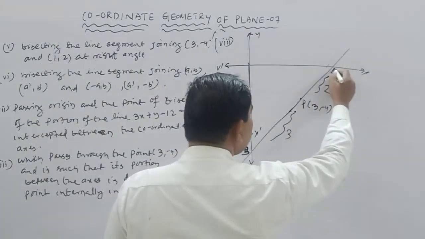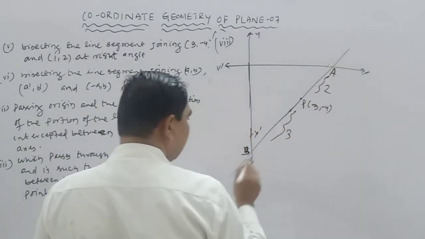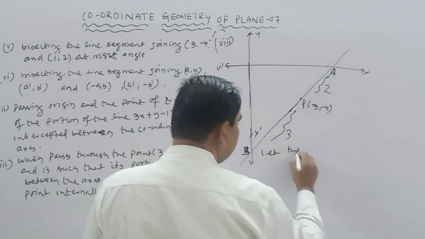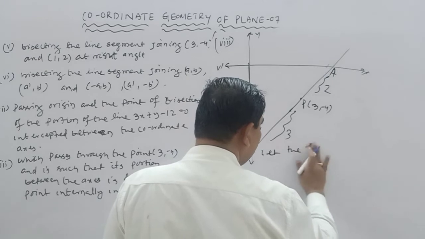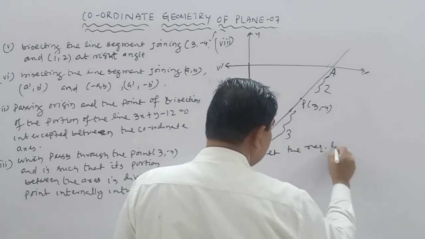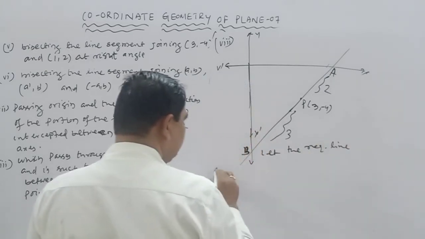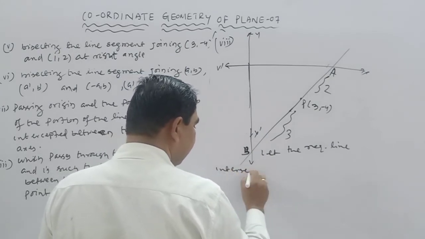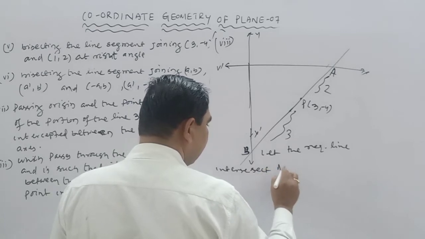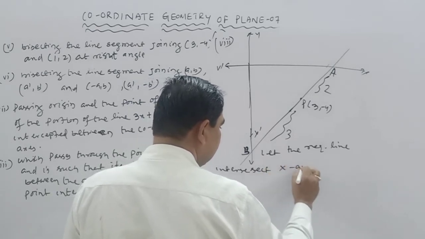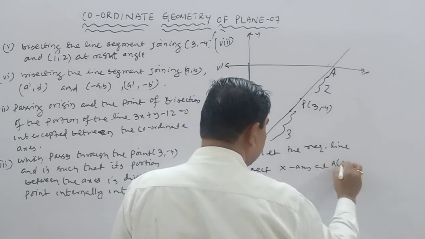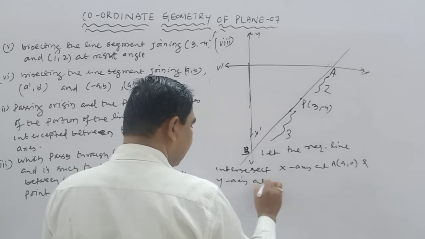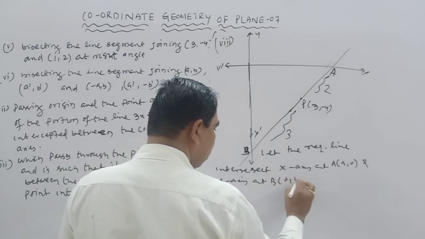Okay, let the required line intersect the x axis at A (a, 0) and the y axis at B (0, b).